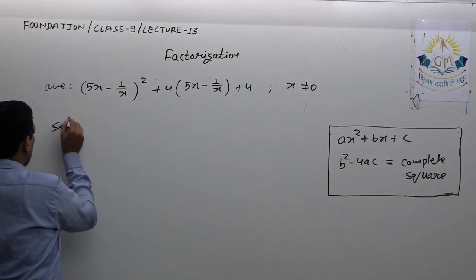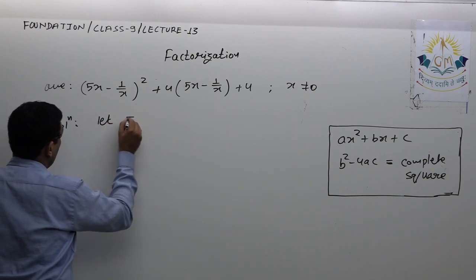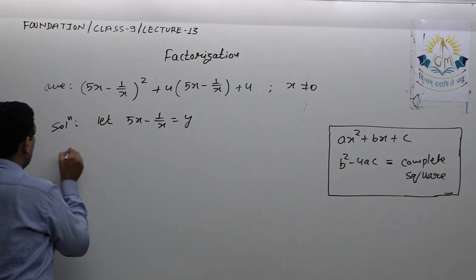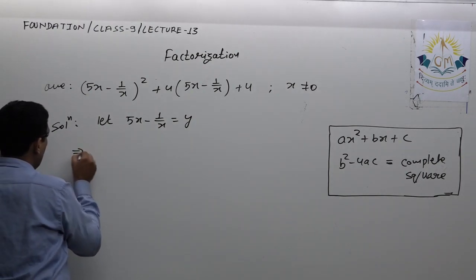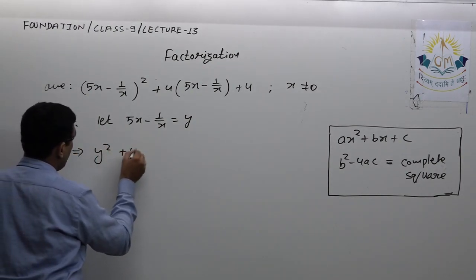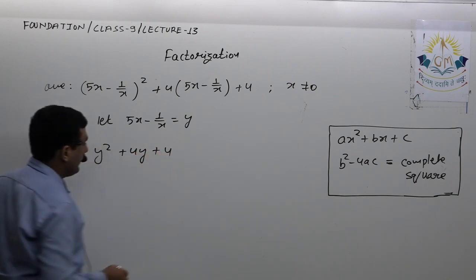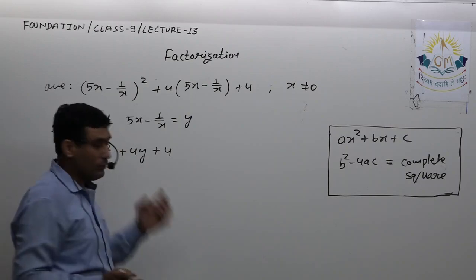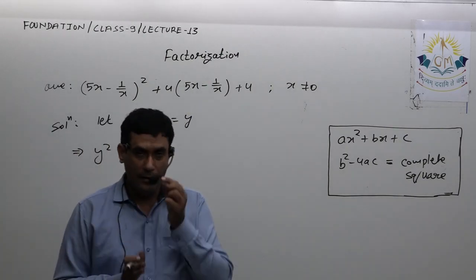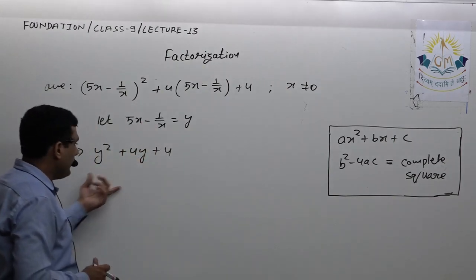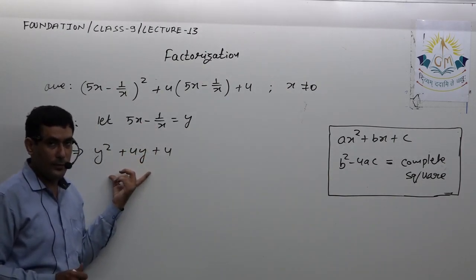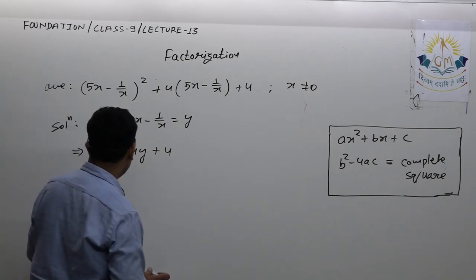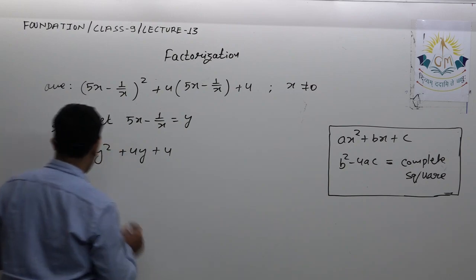So let us see how to solve this. Let (5x minus 1 upon x) be equal to y. Therefore y square plus 4y plus 4. Now you can see this is a quadratic polynomial, and we know how to factorize a quadratic polynomial by splitting the middle term. We will come to this section separately, but you should have the basic idea of splitting the middle term.